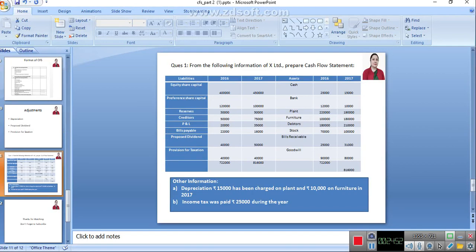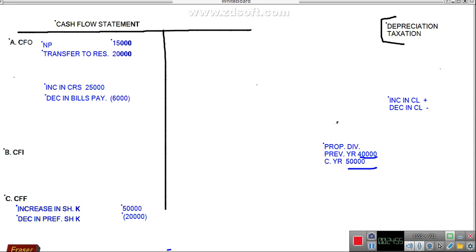40,000 previous year and current year is 50,000. So in this case the previous year amount will be taken as amount paid during the year and the current year will be taken as provision made during the year. So here previous year is paid and current year is provision made during the year. As I told you, provision made during the year will be added here in calculation of CFO, cash flow from operating activities. So the proposed dividend made during the year will be added here. It is 50,000.